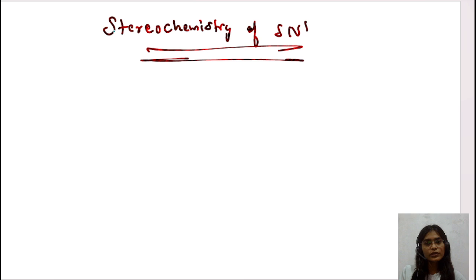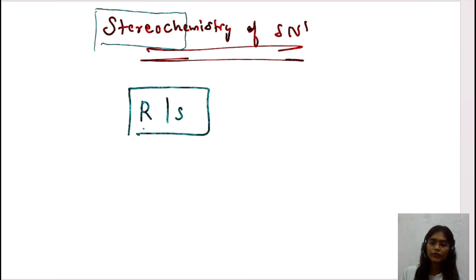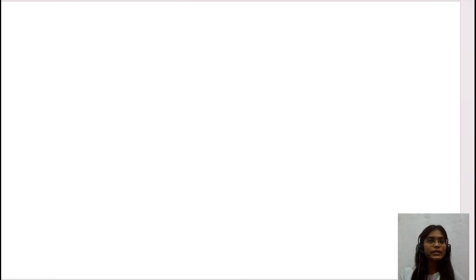Before starting with the stereochemistry, let's quickly discuss the RS nomenclature, because we are going to use this R and S nomenclature right now in the stereochemistry part here. But before understanding what is R and what is S, let's first talk about the CIP rule.